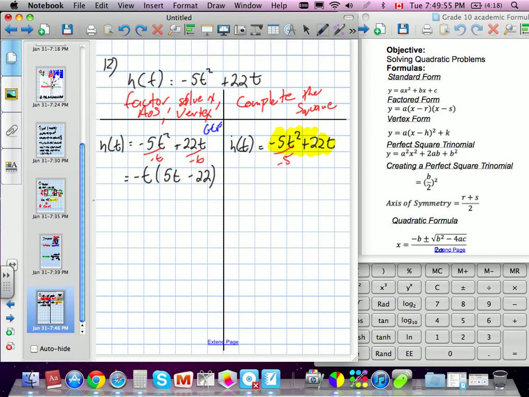Okay, now on the left side again, I need to solve for t. So in other words, I need to set h of t equal to 0. We're trying to find the x-intercepts. So I'm going to set h of t equal to 0.